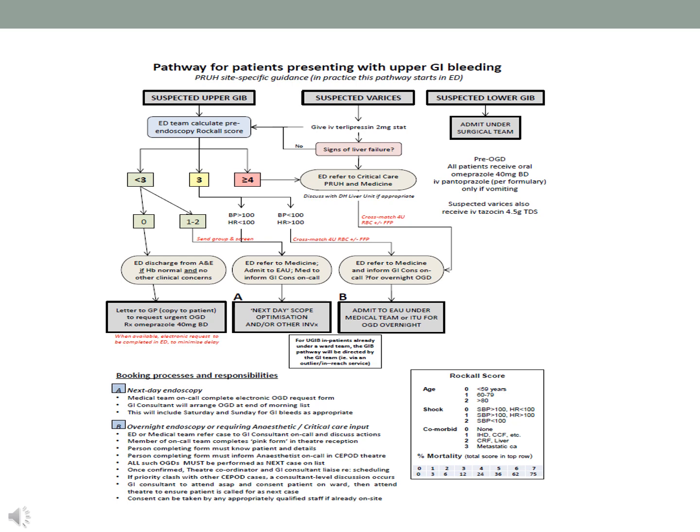If the patient has a score of 4 or above on the Rockall score, the emergency department needs to refer to critical care and the medical team and also the GI consultant, as well as cross-matching 4 units and FFP.